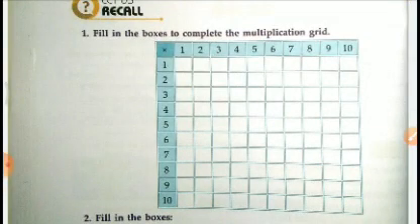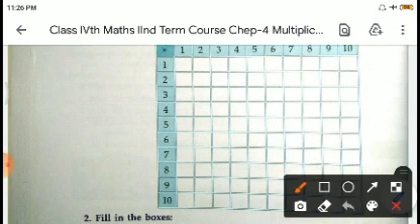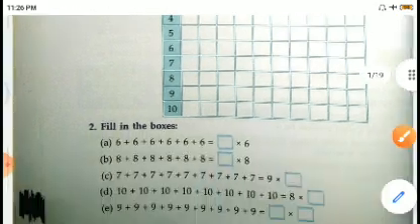Now, this is a multiplication grid, and you all know 1 into 1 is 1, right? Now 1 into 2 here will be 2, 1 into 3 is 3, and then 2 ones are 2, 2 2s are 4, 2 3s are 6, and so on. This is how we need to do this one.